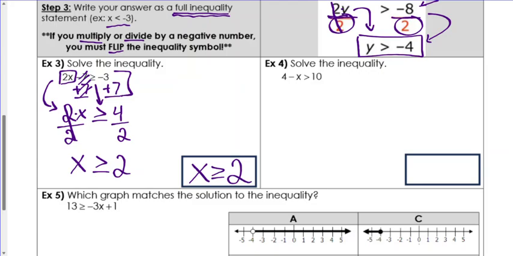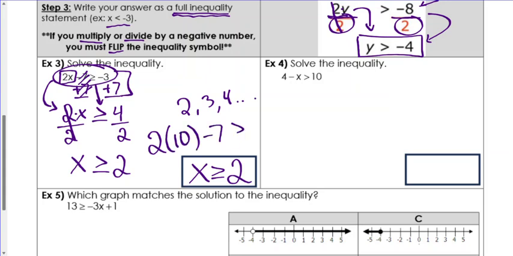So that's saying any number that's 2 or bigger, 2, 3, 4, going on forever, would be a solution to this inequality. So let's say I put 10 in there. That's saying when I solve this, 2 times 10 minus 7, that's going to be bigger than or equal to negative 3. It's any number that's 2 or bigger. That's really what this is saying, that x can be a number that's greater than or equal to 2.